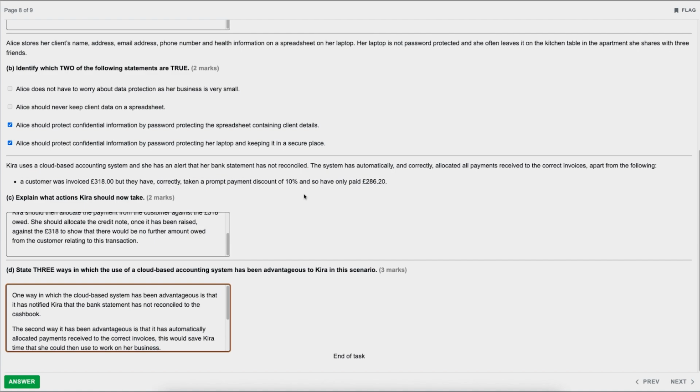Don't just give generic reasons, because the chances are you won't really get any marks for that. So it does need to be specific to this scenario, unless it does just ask for general reasons. However, that is less likely.